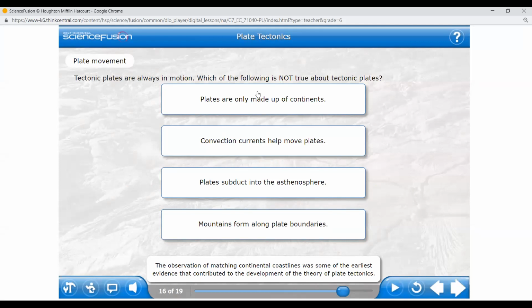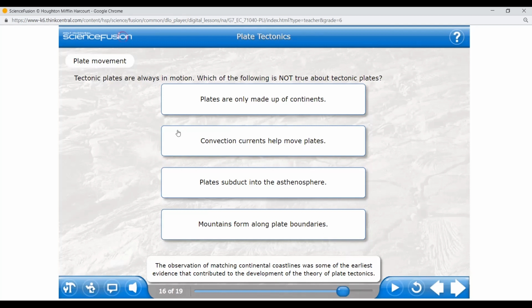Okay. Which of the following is not true about tectonic plates? Girls, all about tectonic plates I have explained to you. Plates are only made up of continents. Convection currents help move plates. Plates subduct into the asthenosphere. Mountains form along plate boundaries. What do you think is not true?